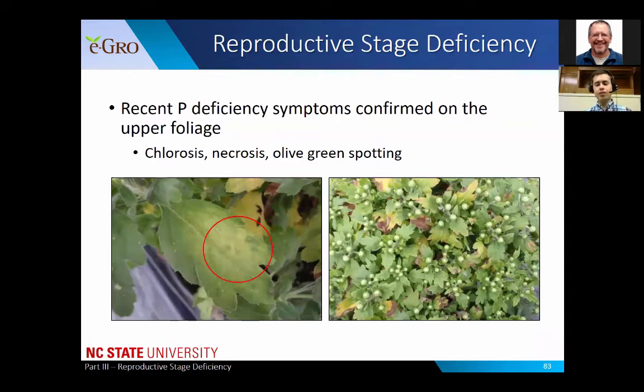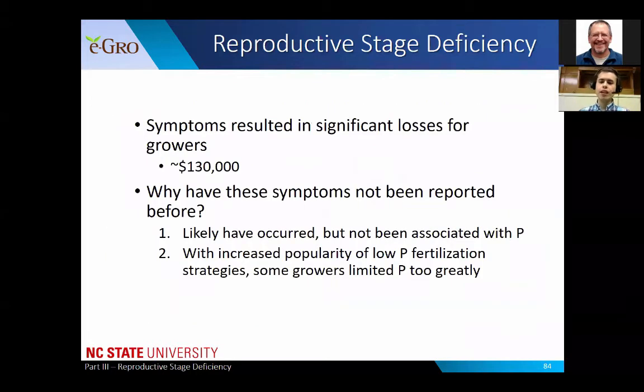And then the top shot of the mum on the right, you can see that it's those leaves that are just below the flower buds that are showing these symptoms of chlorosis and necrosis. And so this case caused a lot of issues for a couple of growers, and these symptoms resulted in very significant losses for these growers of around $130,000 in losses due to these phosphorus deficiency symptoms.